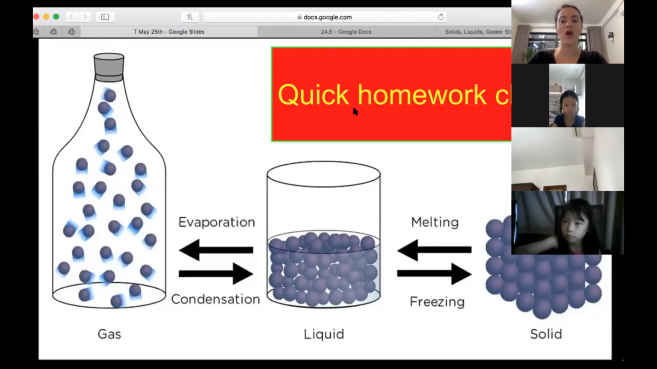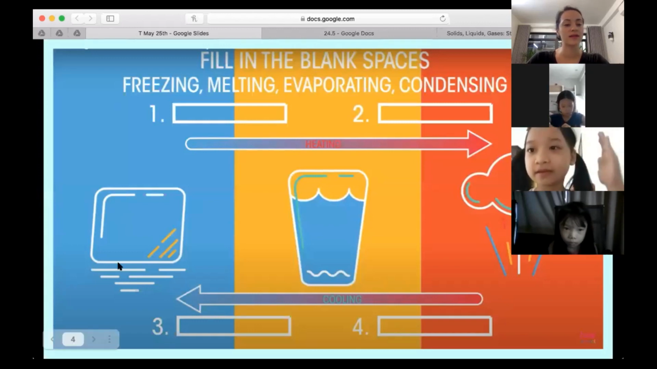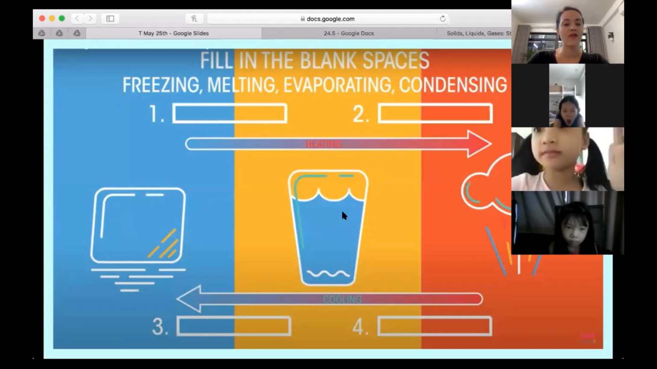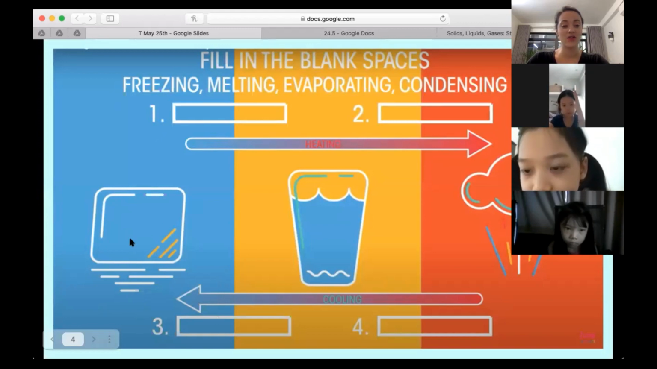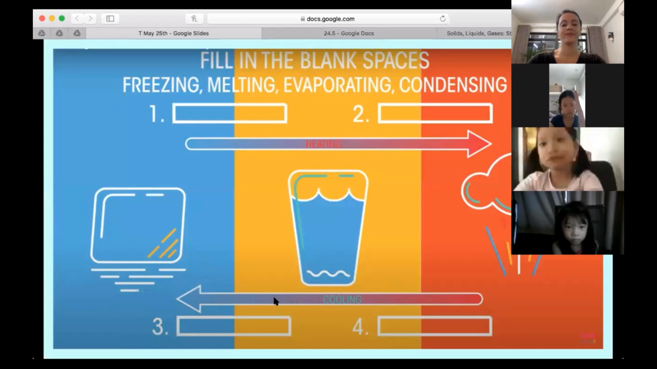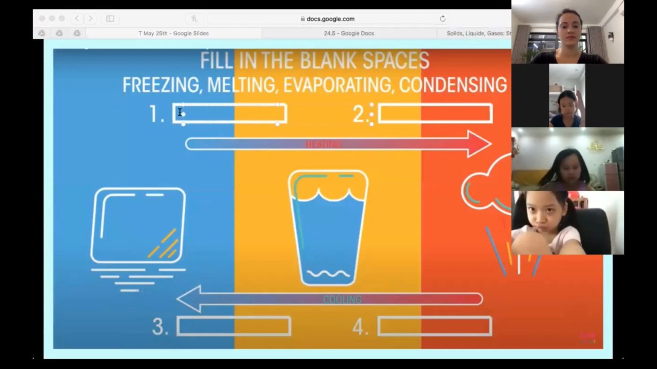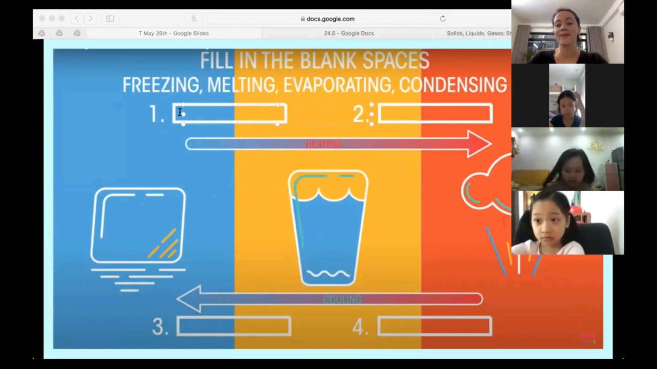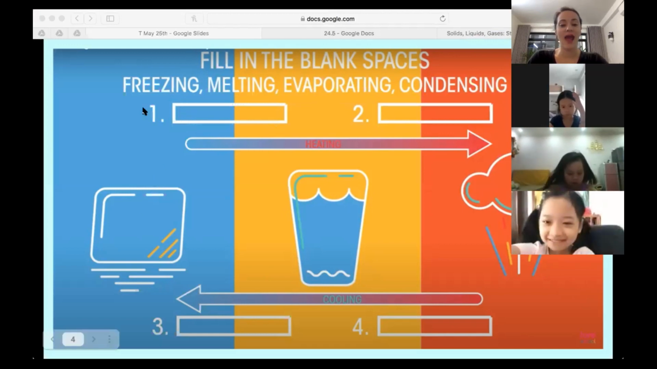So the first thing was the quick homework check. Who can tell me number one? Number one, raise your hand using the button on Zoom. Sophia, number one. From a solid, I want you to include the state. So you would say a solid to a liquid is? A solid to a liquid is evaporation. What is it? Evaporation. A solid to a liquid? That is not correct.